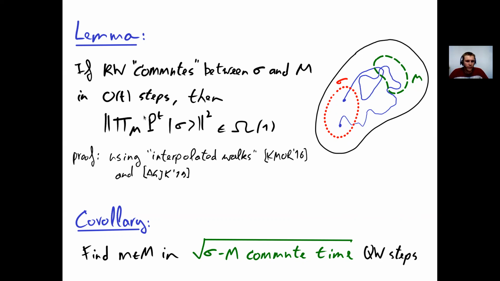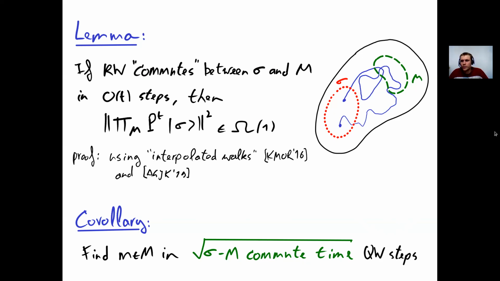So as a corollary, this proves that we can find a marked element m, which is a consequence of this fact here, in square root of the sigma m commute time, where the sigma m commute time is, like I mentioned here, basically the time to go from sigma to m and back to the support of sigma.